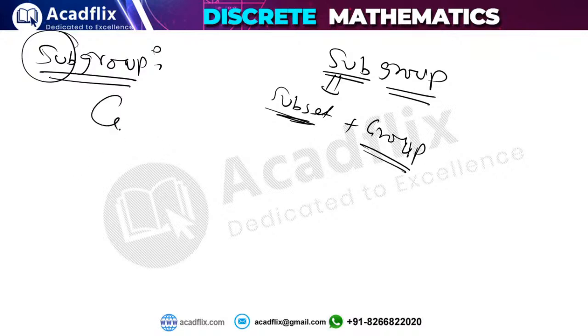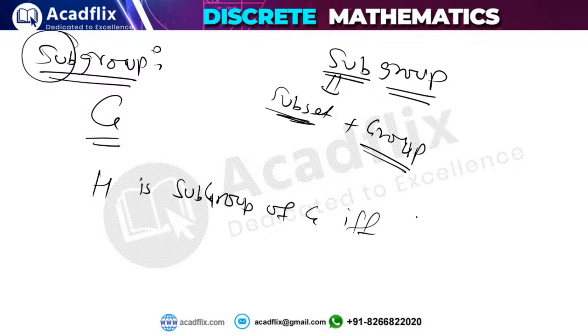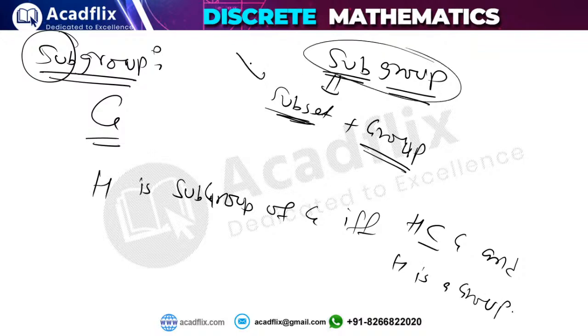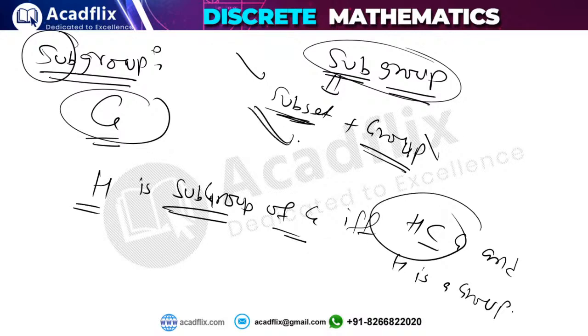So, for example, let's assume you have a group G. Then H is a subgroup of G if and only if H is a subset of G and H is a group. This is the definition of subgroup. Remember, a subgroup is nothing but subset plus group. So if you have a group G, then H is a subgroup of G if and only if H is a subset and H is a group. These things must be satisfied. Then you will say that it is a subgroup.